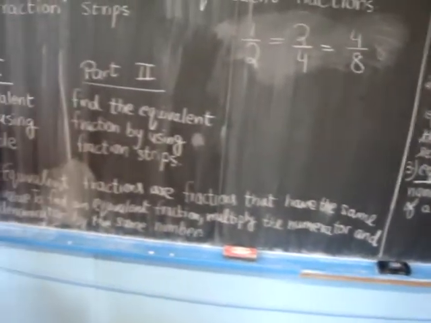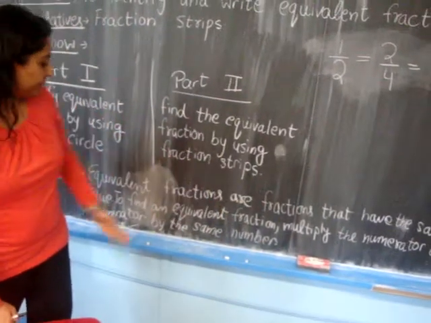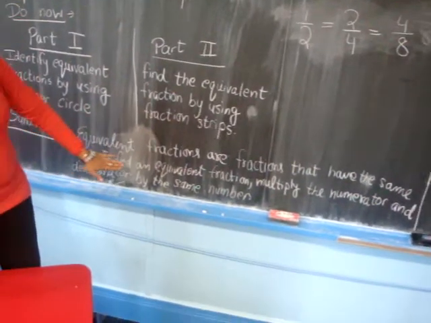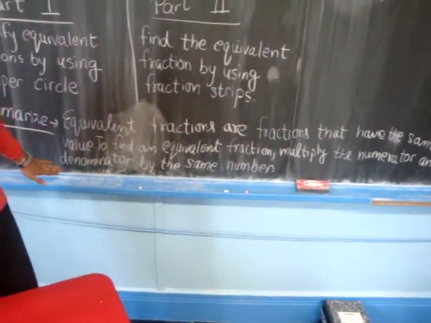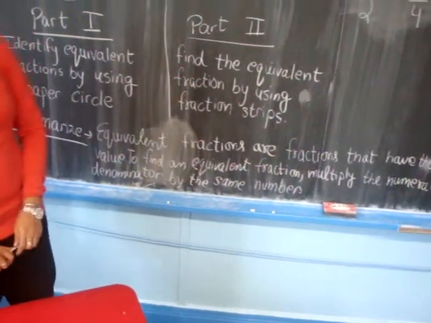Finally, I will summarize the lesson. Equivalent fractions are fractions that have the same value. To find an equivalent fraction, multiply the numerator and denominator by the same number.